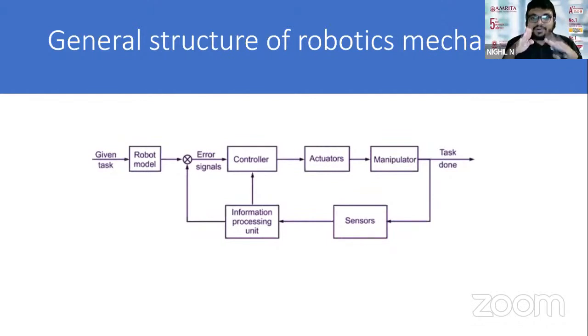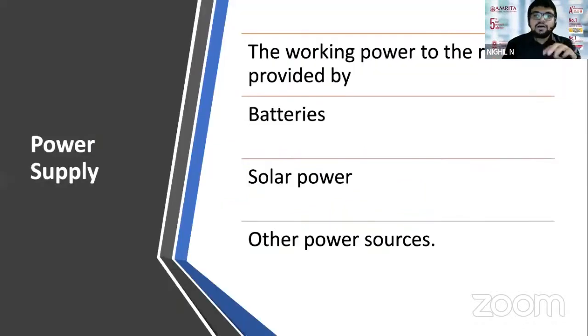So ultimately the controller will get the signal from the input as well as what is happening at the output from the sensor, and the actuators and manipulators will create some movements. As we said, we'll have some DC or AC motors. Finally this energy is converted to movements with the help of manipulators, and our task is done. So this is how a simple block diagram of a robotics mechanism is designed. It is a basic simple model, okay? The power supply is required, as we said, to energize the process, and maybe we can use batteries, solar power and other power sources also.